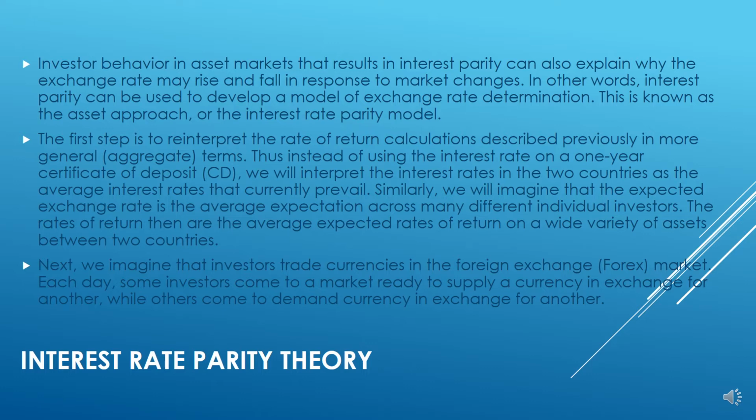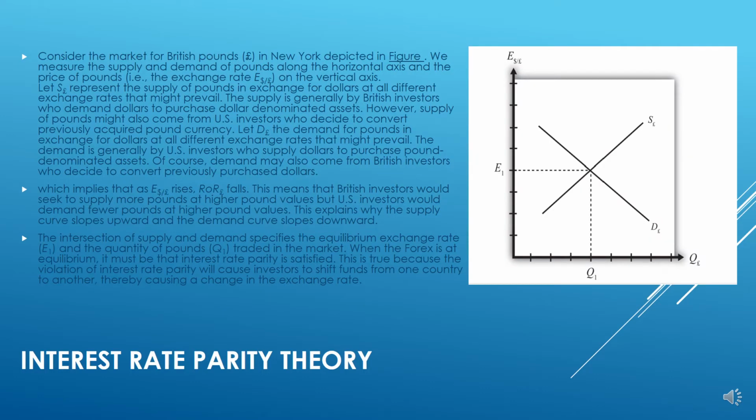Also, we imagine that investors trade currencies in the foreign exchange market. So, each day some investors come to a market ready to supply a currency in exchange for another, while others come to demand currency in exchange for another. So it is like a market where there is a ready exchange of currency and there is a constant supply and demand of the currency at the exchange rate. How to find out or how to calculate interest rate parity?